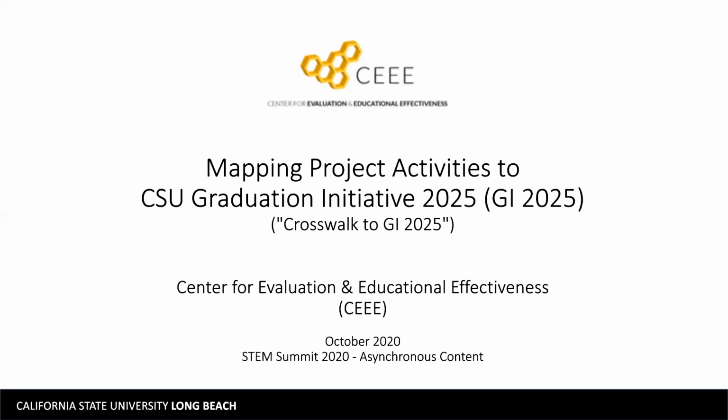The purpose of this video is to provide tools and examples of how to start mapping your program activities to the CSU Graduation Initiative 2025, or GI 2025. Additionally, I will show you how to map your project activities to the U.S. Department of Education HSI-STEM Title III Part F grant performance measures.